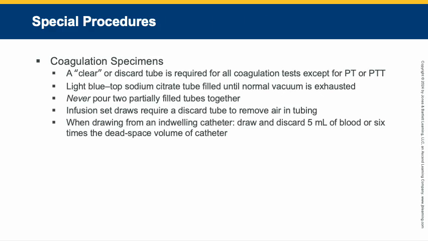Okay, coagulation specimens. Most coagulation tests are collected in that light blue colored sodium citrate tube, but some special coag tests are collected in a tube that's called a CTAD, which is a little bit different. CTADs are used to inhibit platelet activation between collection of the specimen and the testing.